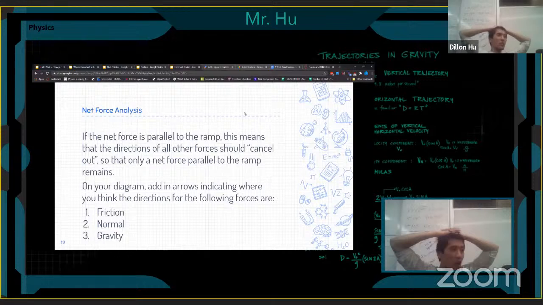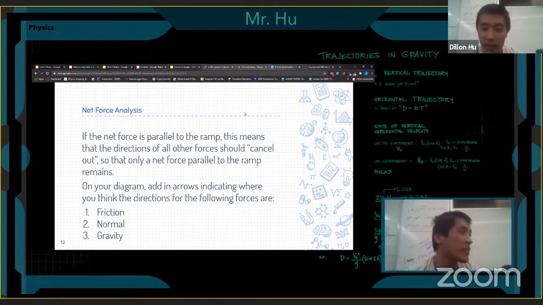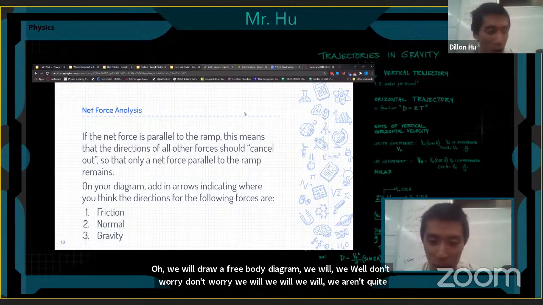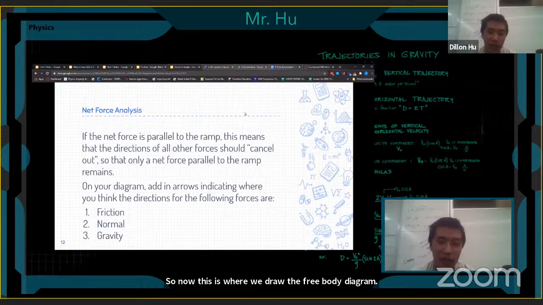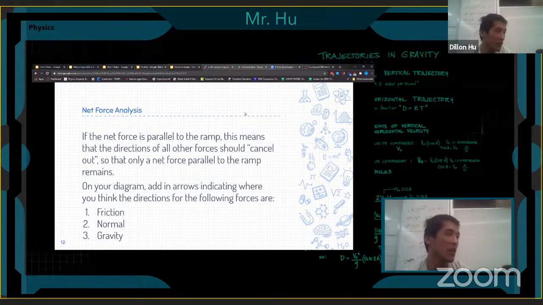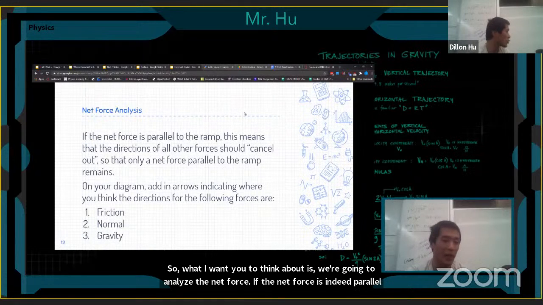So now this is where we draw the free body diagram. What I want you to think about is we're going to analyze the net force. If the net force is indeed parallel to the ramp, this means that all the other forces in the other directions should cancel out so that only a net force parallel to the ramp remains. On your diagram, I want you to add arrows indicating where you think the directions for the following forces are. There are three forces that we're going to be analyzing: friction, normal, and gravity.